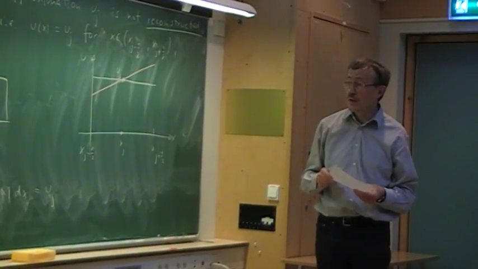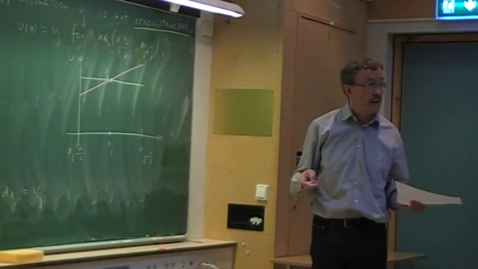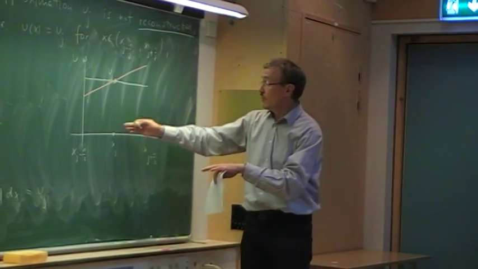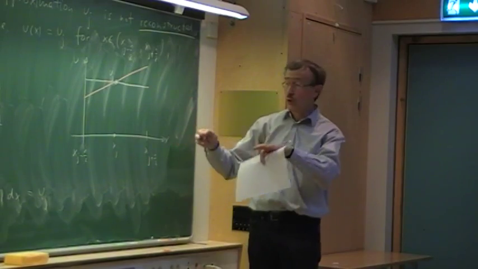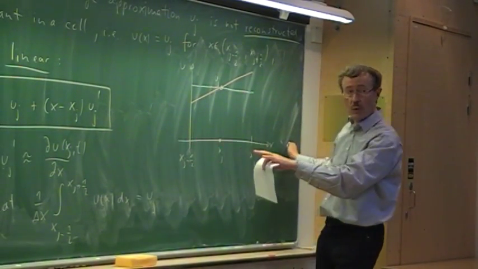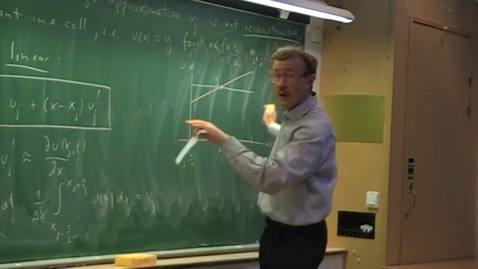Okay, so we'll continue on that next week, and we'll see that the form that we get in the end is relatively simple, but we need more points. To get the slopes, we need not only the next neighbors, j minus 1 and j plus 1, but we need j minus 2 and j plus 2.